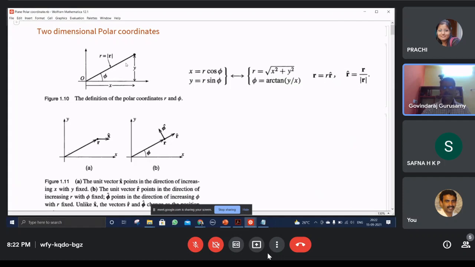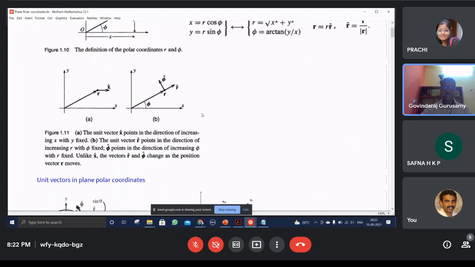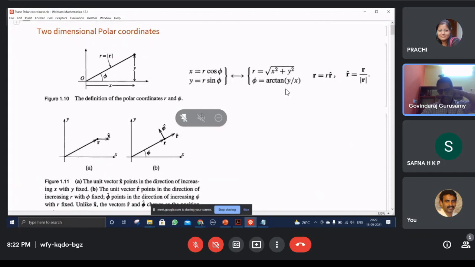So this is within the vector quantity, and of course we know how to find the unit vector for a given vector: just take the vector and divide it by the modulus, which gives the cap. So this is the connection between the polar variables r and phi and x and y. This is the relation which we have found. This is the definition of the polar coordinates.